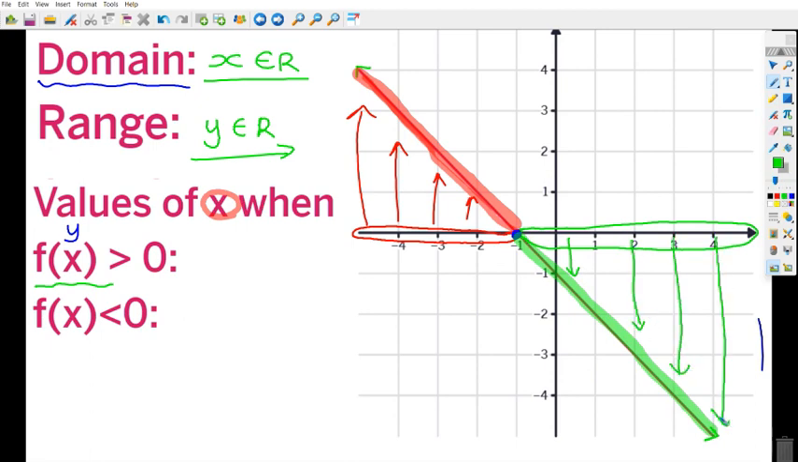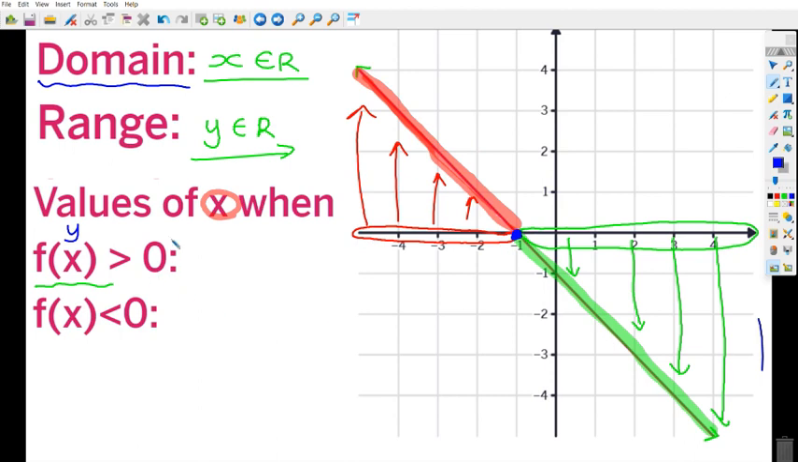It's below the x-axis. So if they're saying find the values of x when f of x, or the y values, are greater than 0, that's when the graph is above the x-axis. And we found the x-intercept. The x-intercept is there. And we said to the left or to the right of this dot, my graph is where? So to the left, my graph is above, and to the right it's below.